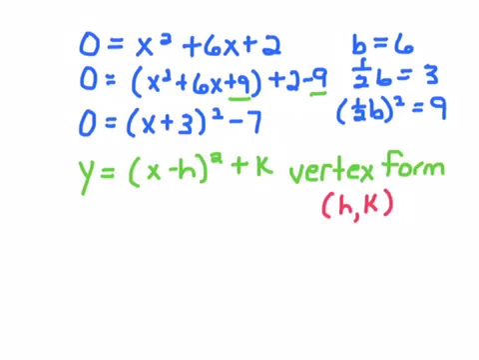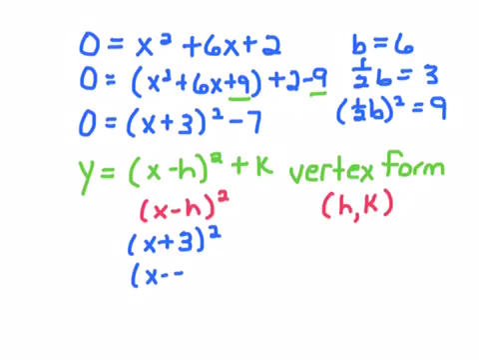Now, the formula insists that we write the binomial as x minus h squared. But in the equation above, we have x plus 3 squared. That can be rewritten another way as x minus negative 3, because x plus 3 is the same as x minus negative 3. Okay, let's include the negative 7.